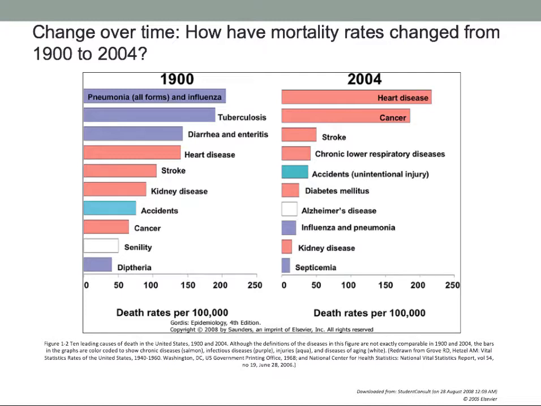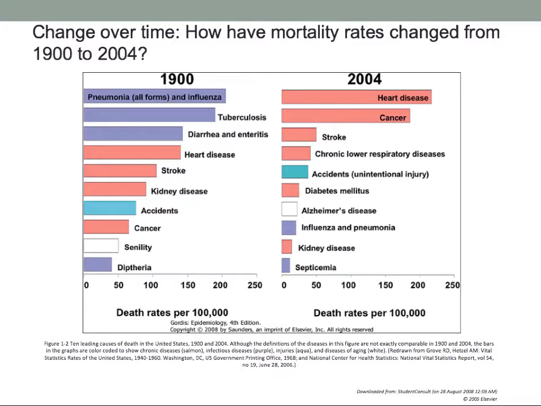Change over time. How have mortality rates changed from 1900 to 2004? Look at this particular graph and you can see some very important public health milestones. We can see that we have shifted from infectious diseases in the early 1900s to chronic or lifestyle diseases in 2004. So this bar graph depicts the death rates per 100,000 people.